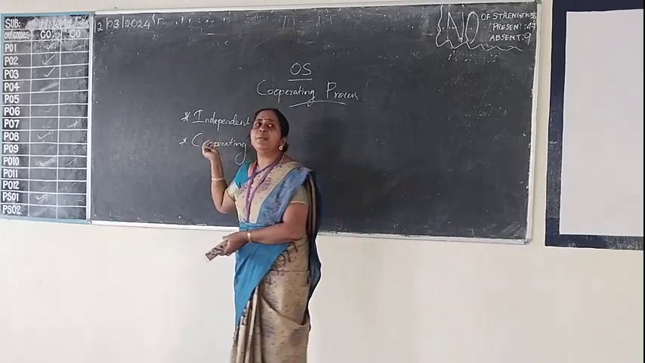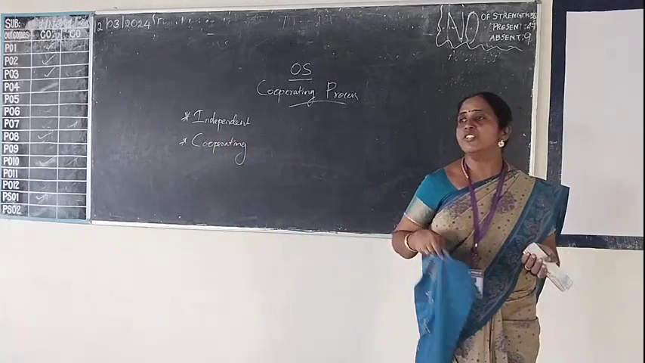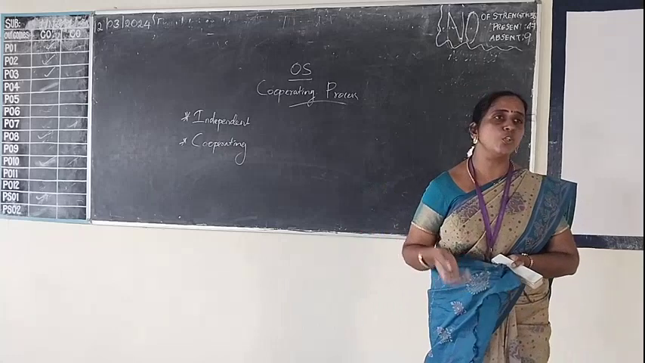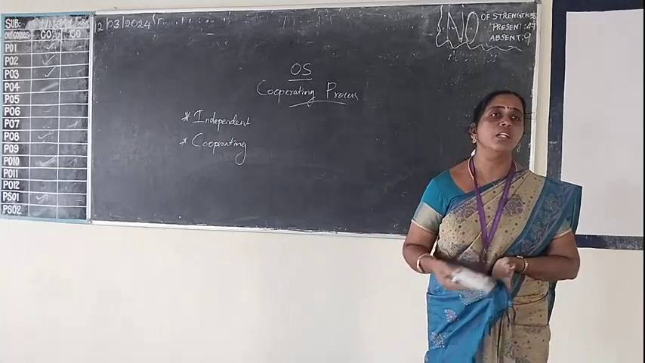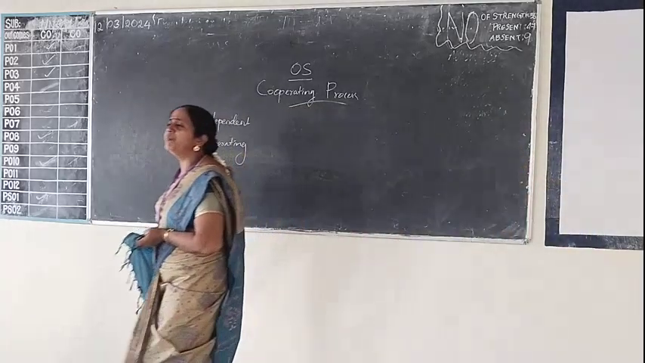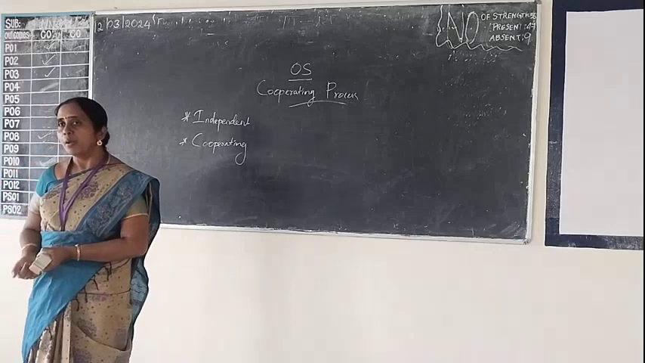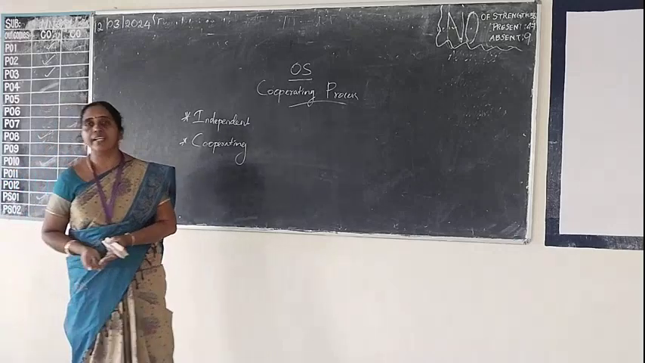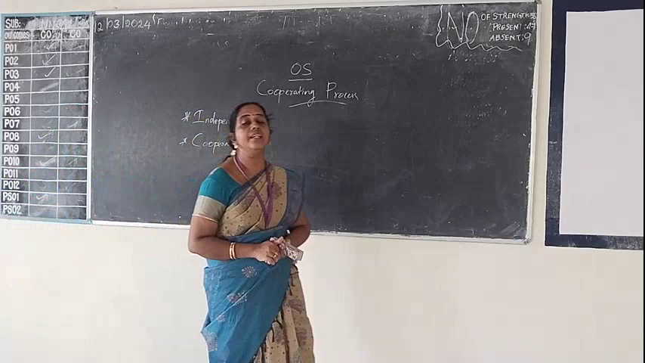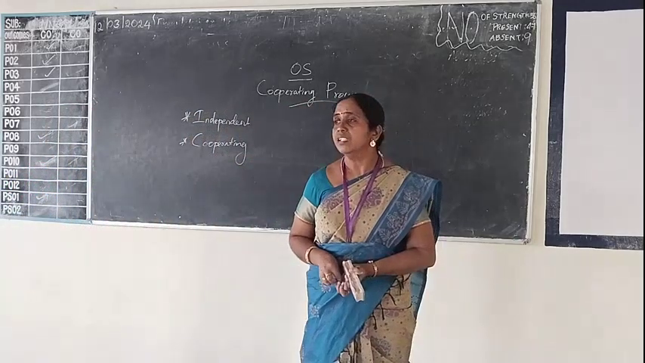An example for cooperating classes is the producer-consumer problem. In this producer-consumer problem, the producer is the process that is always going to produce some items, and the items that are produced by the producer can be consumed by the consumer.